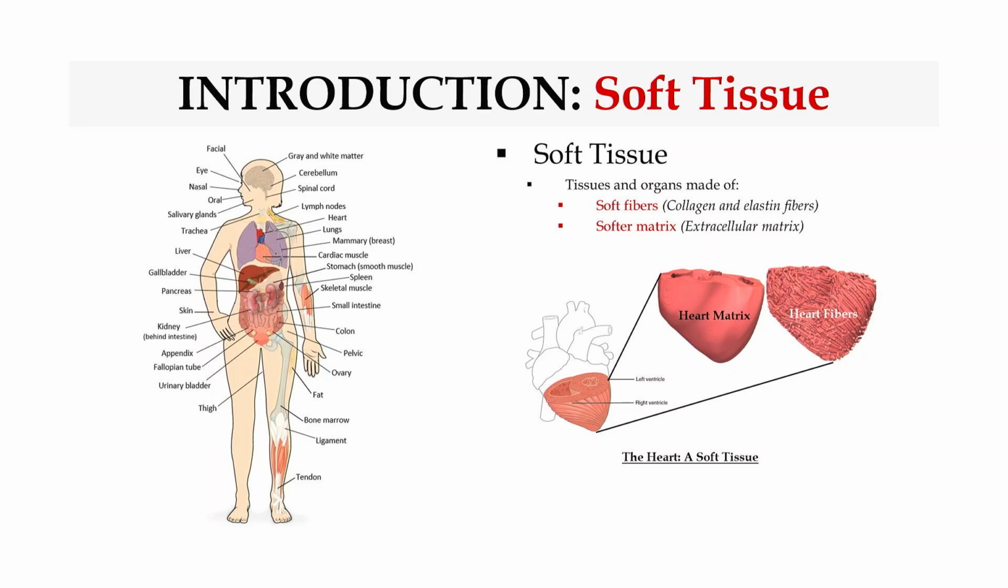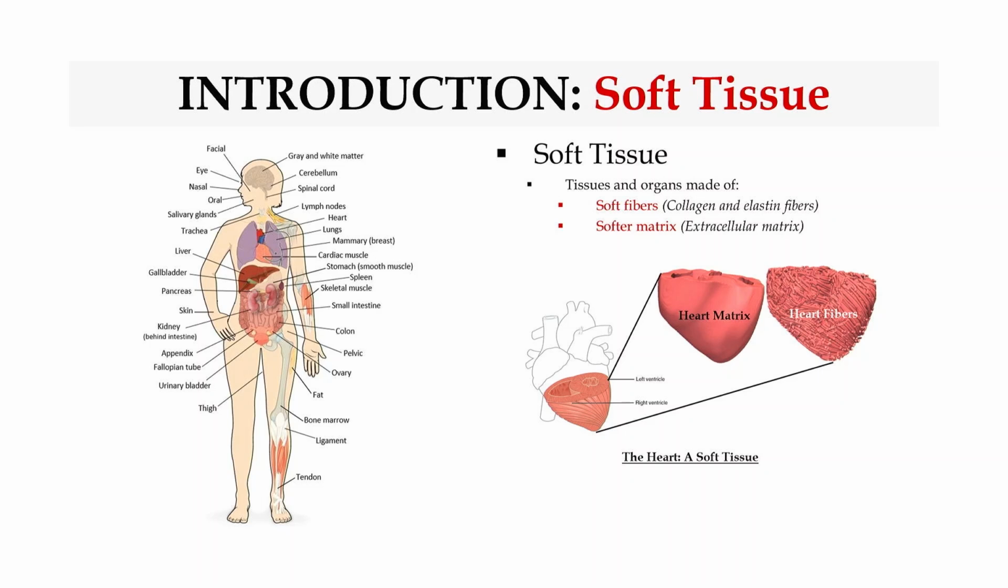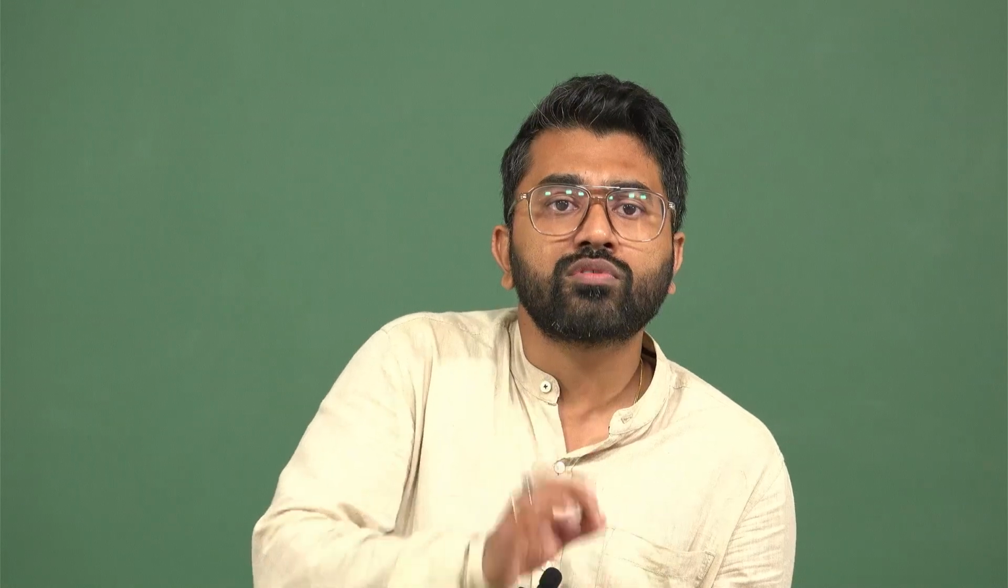Many of these you may have heard, many of these you may not, right? Kidney, colon, appendix, pelvic, urinary bladder, ovary, fat, thigh, bone marrow, ligament, and tendon. These are the array of soft tissues which we are going to study as a part of this course. We will slowly move into the soft tissues domain, understand each and every one of these soft tissues, and then dive into their mechanical properties.